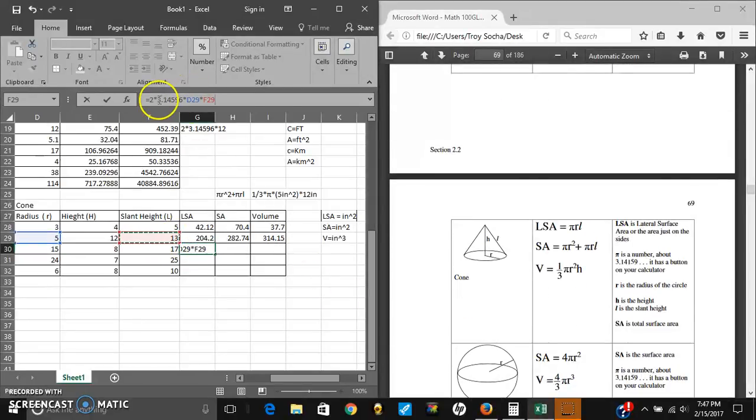Oops, no 2 pi. Sorry, I was looking at the wrong formula. It's just pi R L. So pi times R times L. That gives us our formula. Take this, drag it down. Alright, now, same thing here for surface area.